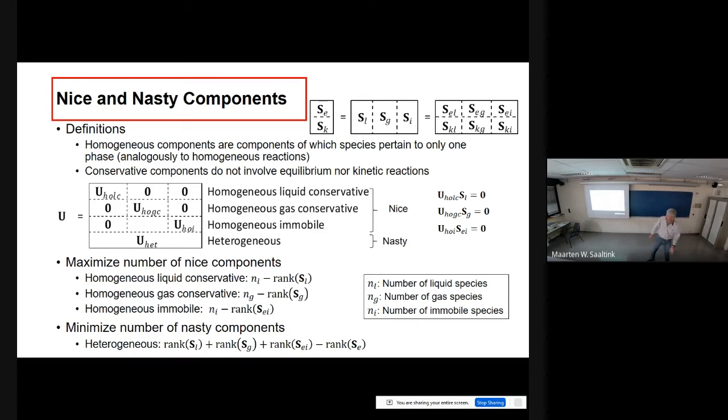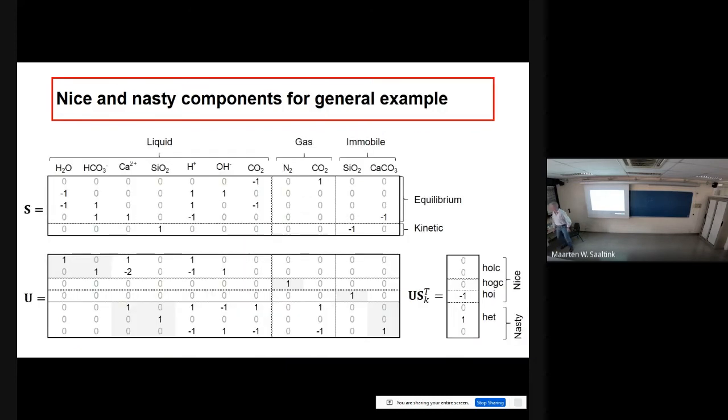The rest I call heterogeneous. So they can be of any phase, and they can have kinetic reactions, etc. So these are not nice. They're nasty. Okay, so this is the theory, and then of course we can apply this to our general example.